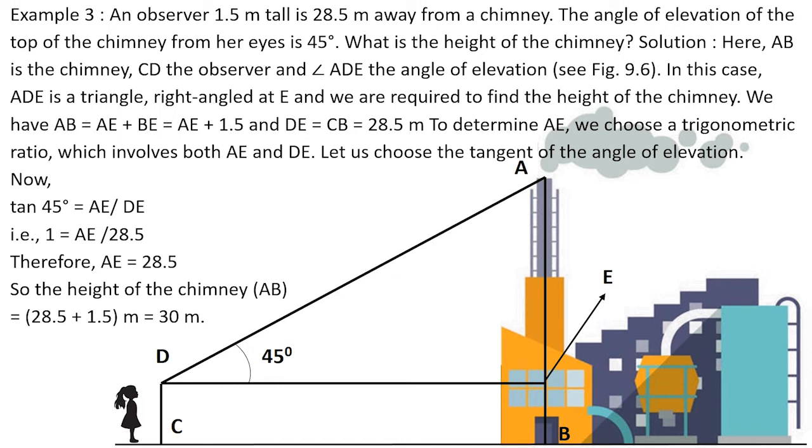As we need to find the value of AE and we already have the value of DE, here a trigonometric equation has been chosen where both AE and DE are involved. So tan 45 degree is equal to AE divided by DE, that is 1 is equal to AE by 28.5. Therefore AE is equal to 28.5. So the height of the chimney will be AB, which is AE plus BE, or 28.5 plus 1.5, that is equal to 30 meters.